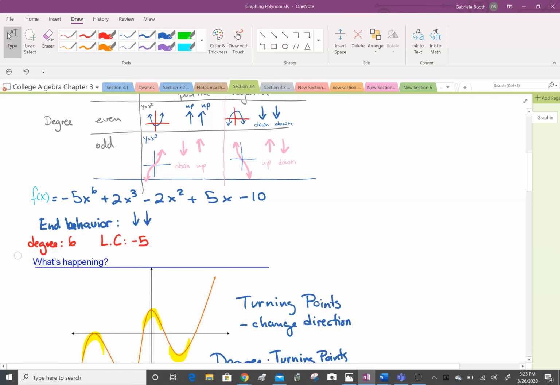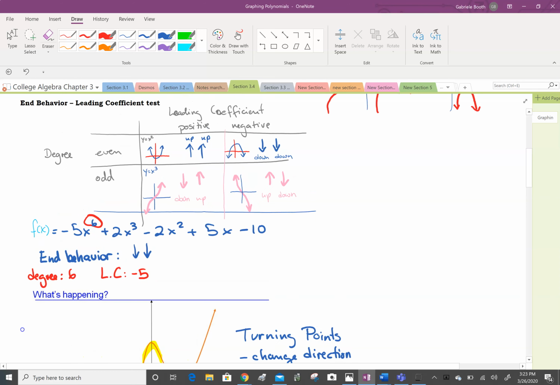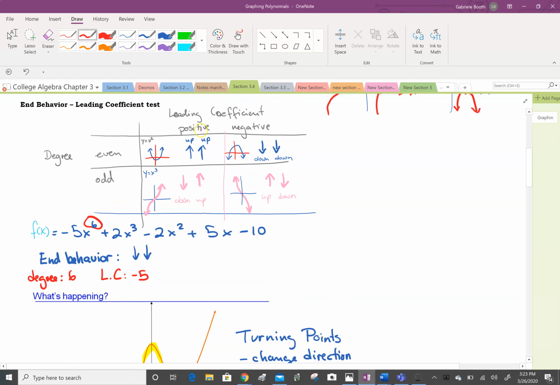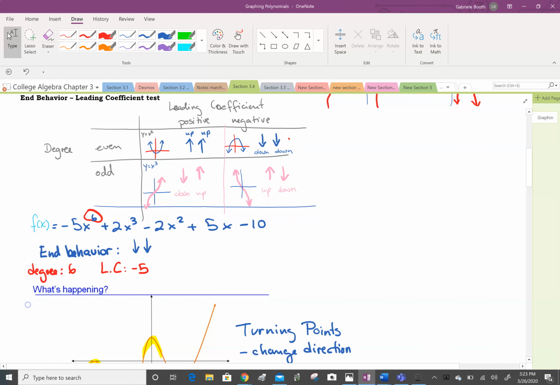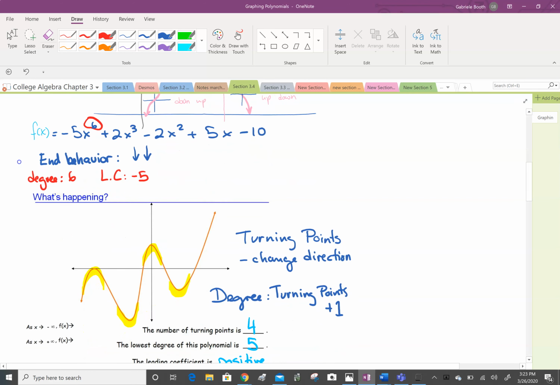Okay, so here's an example: negative 5x to the 6 plus 2x cubed minus 2x squared plus 5x minus 10. The degree here is 6 and the leading coefficient is negative. So we have an even degree polynomial with a negative leading coefficient. That would put me into this category, and the end behavior is down.